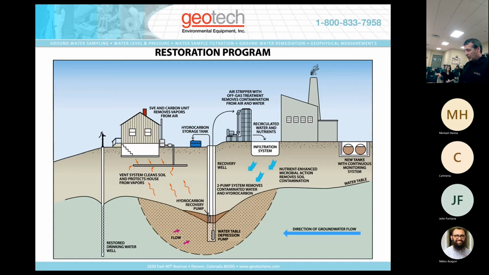This screen here is just showing the contamination problem and what's being done to restore. So you've got a leaking underground tank that's impacting the soil. You've got a product layer here that's also impacting the groundwater. Earlier we talked about product recovery systems, water treatment systems. Now we're going to focus on the vapor phase, which is basically cleaning the soil.